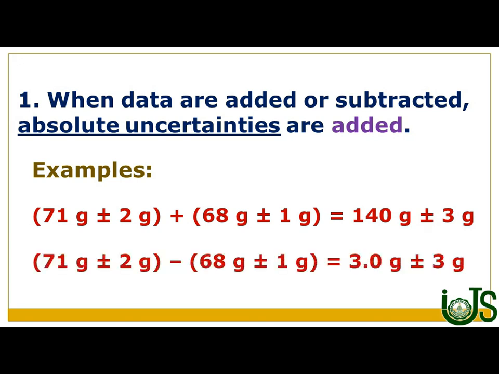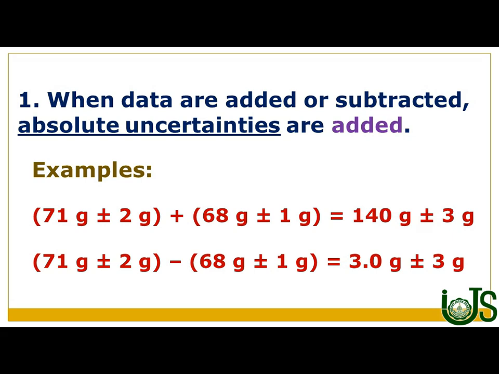Another example, if you are going to subtract, so you subtract the measured value and still add the absolute uncertainties. So 71 minus 68 is 3 grams. Then 2 plus 1 is also 3 grams. So your measured value will be 3.0 grams, positive negative 3 grams.